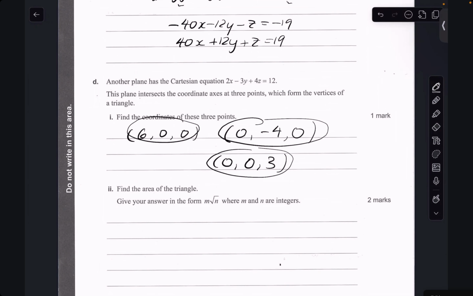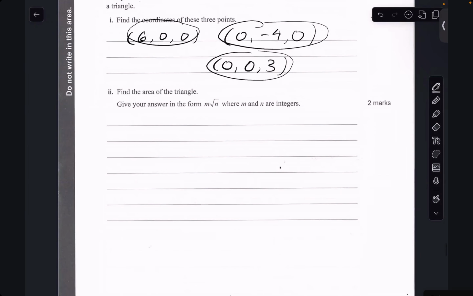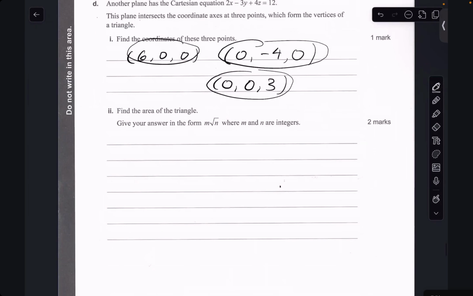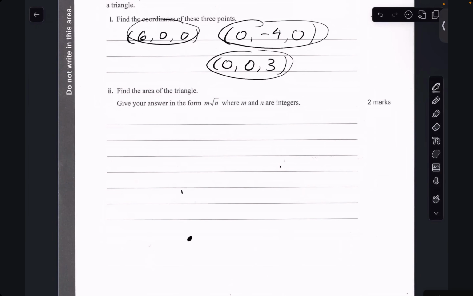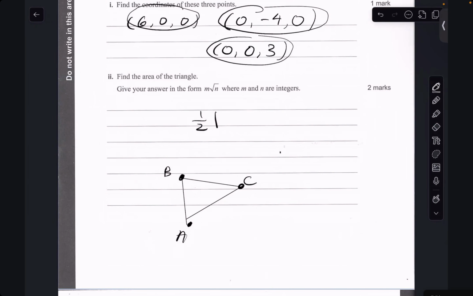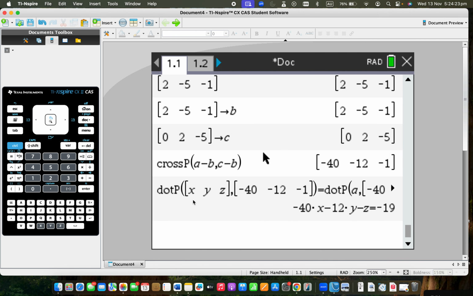All right, now find the area of the triangle. So if this is point A, B, C, then what we can do is half of the magnitude of the cross product of BA cross BC. Okay, so we've got half.